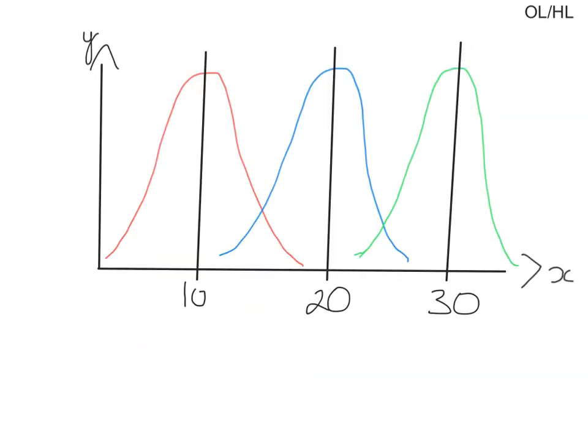Now we have three normal distributions. Their bell shape is the same. What's different about them is where their line of symmetry, or their mean, mode and median position is. For the red distribution, we have the mean at 10. For the blue distribution, we have the mean at 20. And for the green distribution, we have the mean at 30. It does not matter what the mean is for the normal distribution.